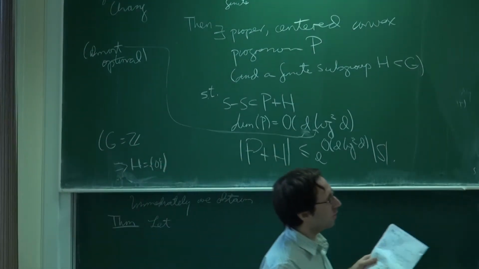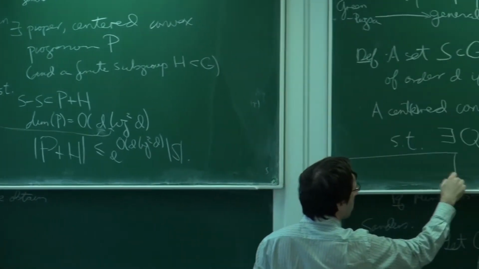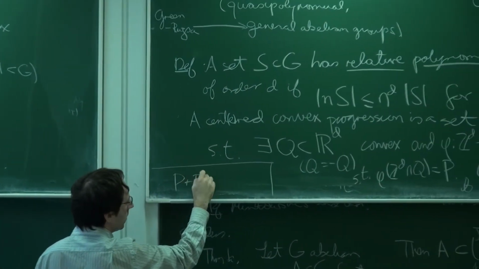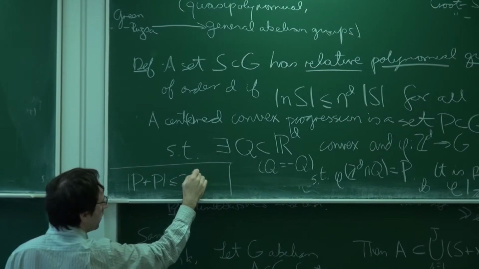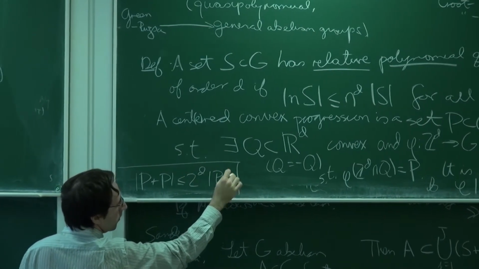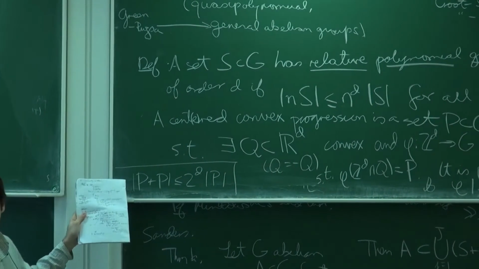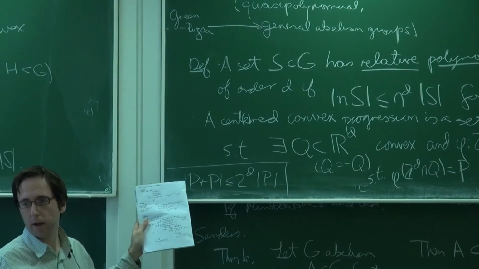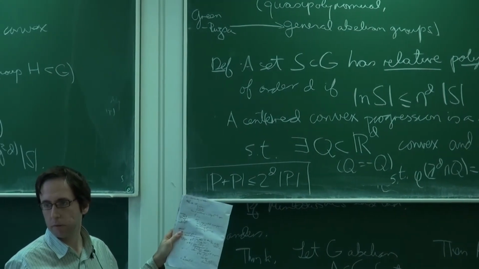So here I would just like to note that it's not hard to see. It's at most 2D to the. That's very easy if P is proper. That's only slightly harder if P is not assumed to be proper.